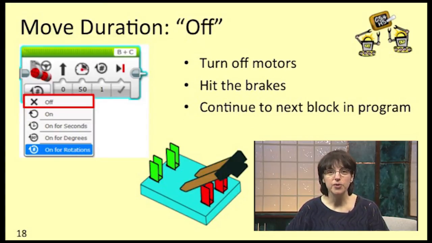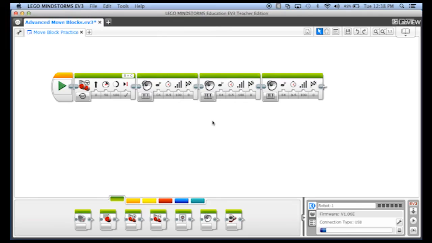When you select on, you are telling the EV3 to turn on its motors and to leave the motors on until another motor block tells you to do something different, or until the program finishes and the system cleans up. In addition, the EV3 should continue on to the next block in its program right away. If you want to tell the motors to stop later, you select the off option. That tells the EV3 to turn off those motors, hit the brakes, and then continue on to the next block in the program.